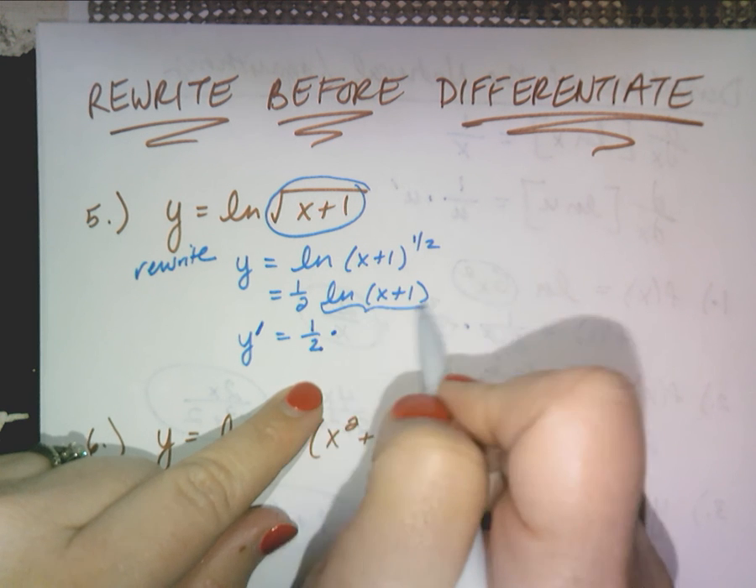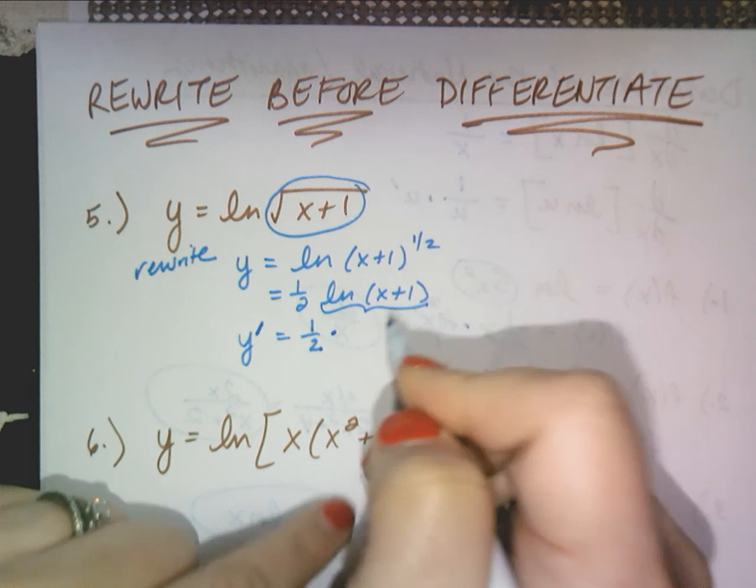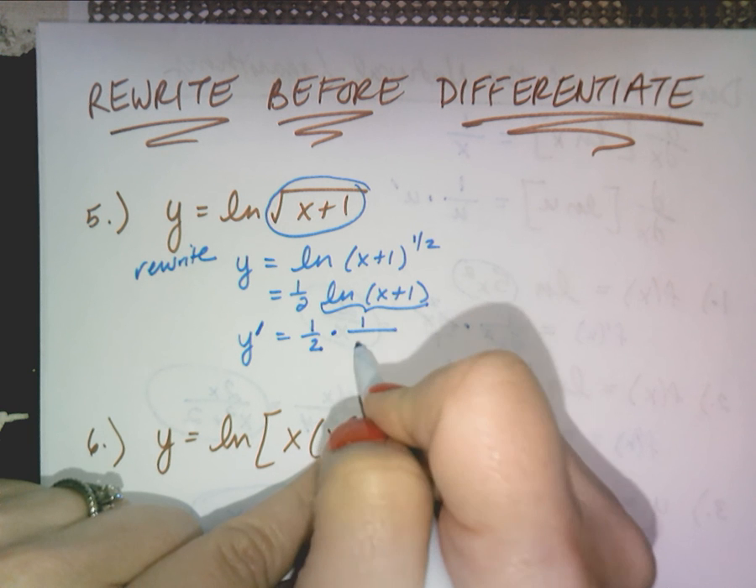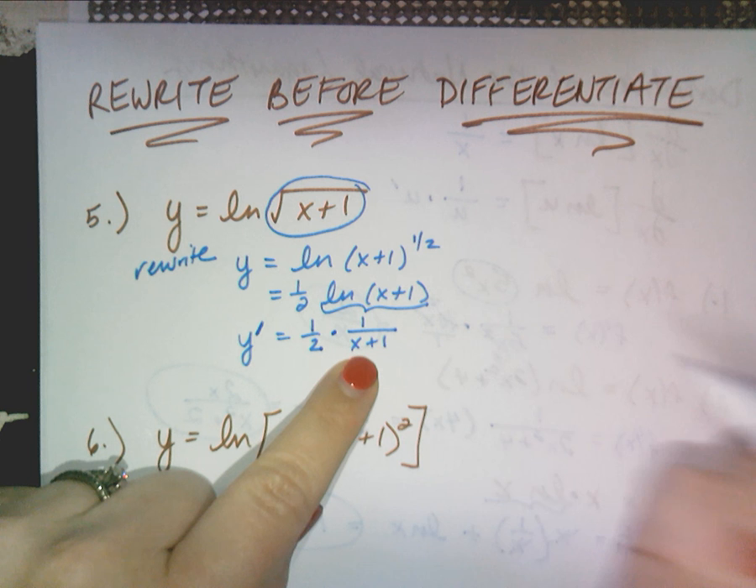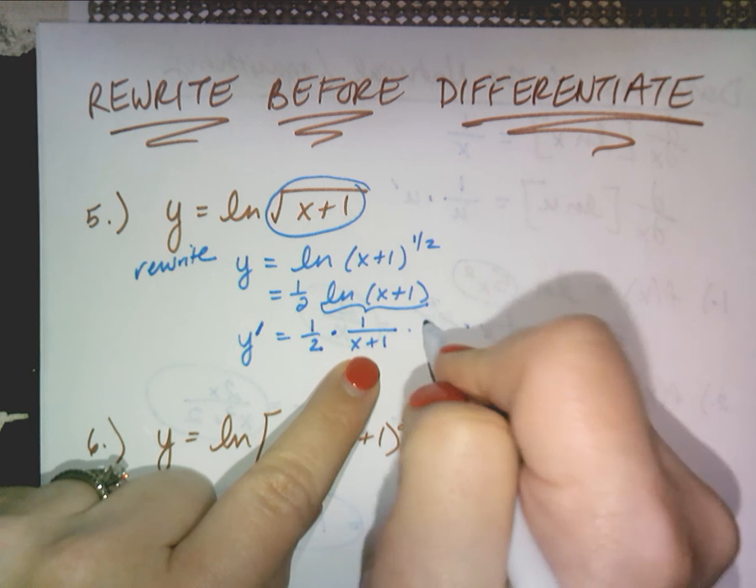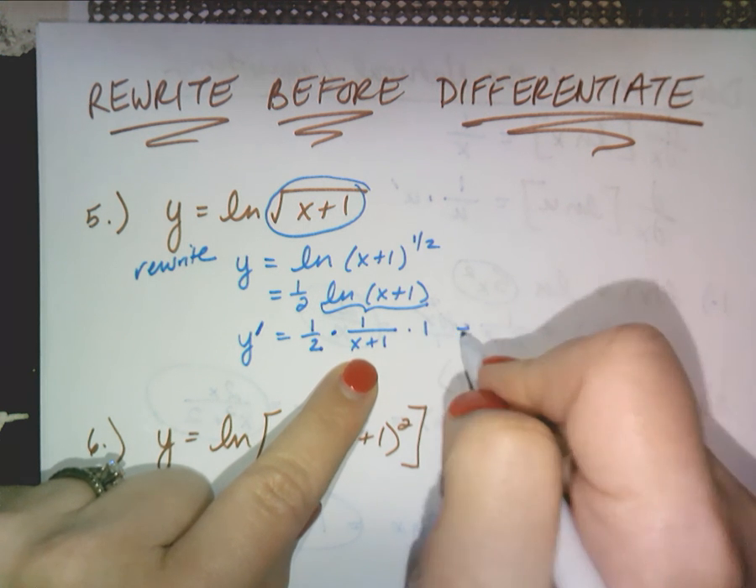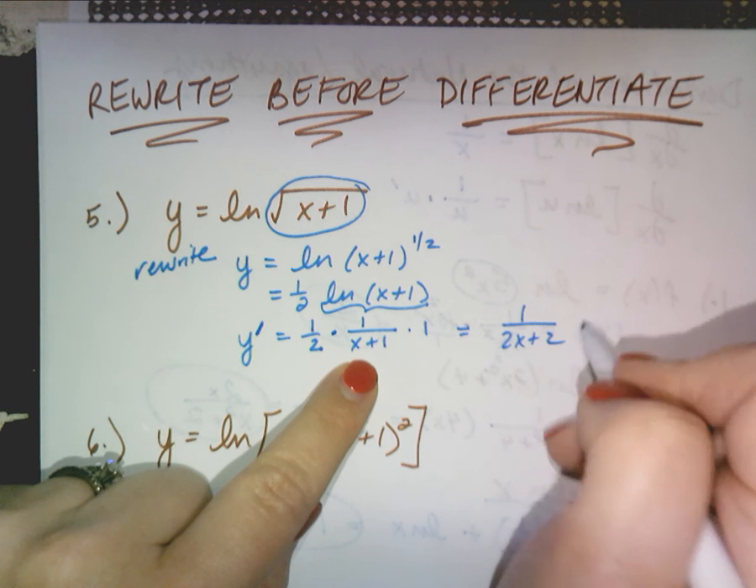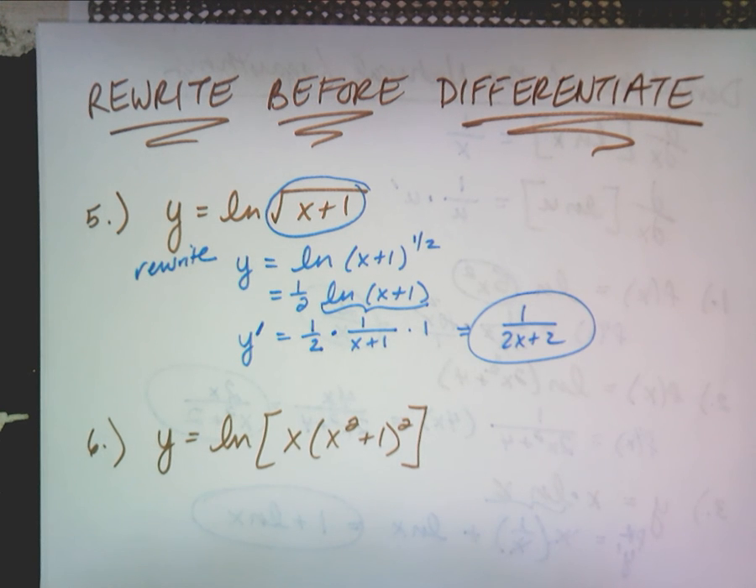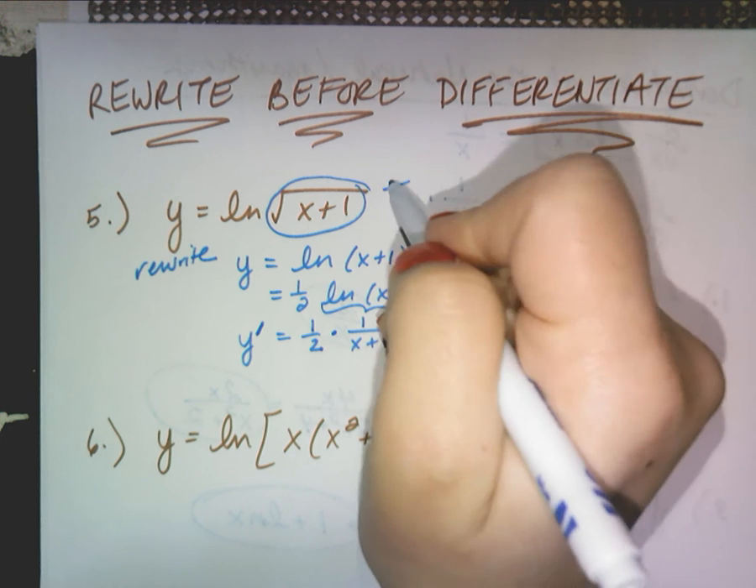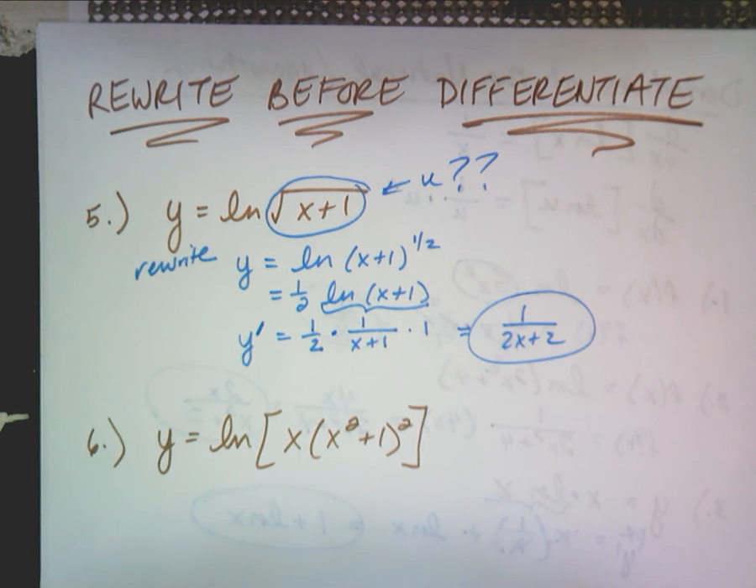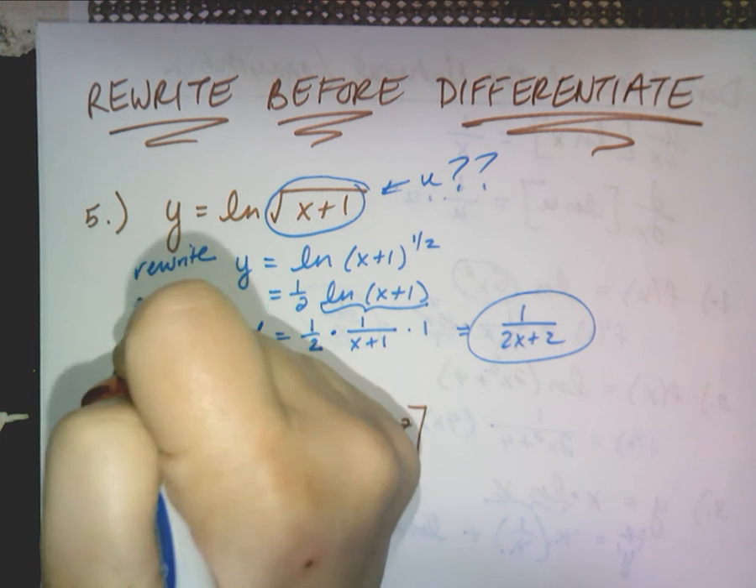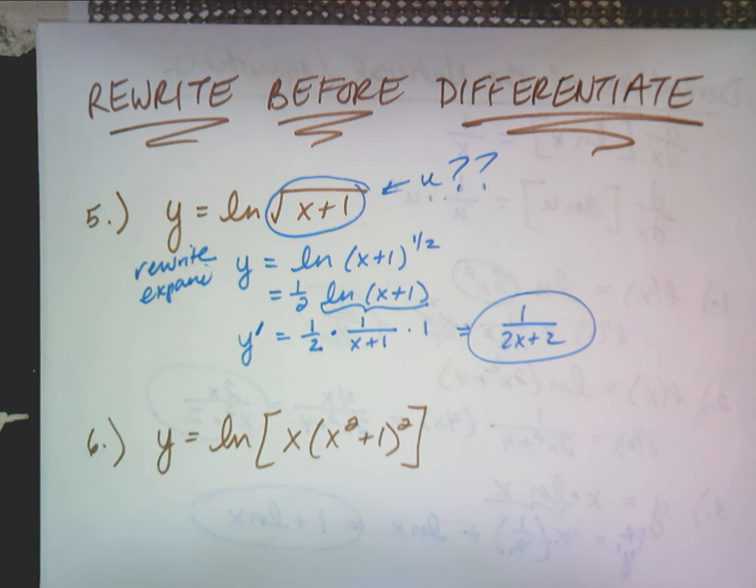Times, how do you write the derivative of ln of anything? 1 over x plus 1 times this derivative. What's the derivative of x plus 1? I mean, you can put a 1 if you want to. The final answer is 1 over 2x plus 2. Rather than writing this as a u, would I have to do that? Rather than doing that, that's what the answer would be. That's what it would simplify out to be. So you could actually do, like I said, you can rewrite it, expand it, and then take the derivative of each one separately.